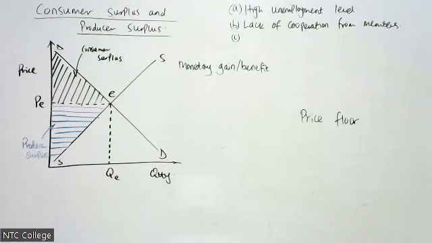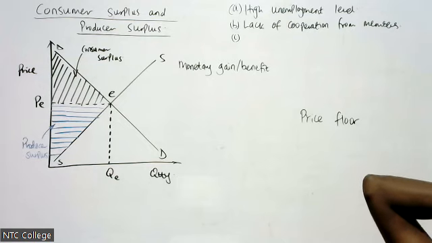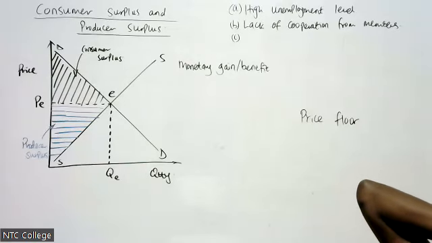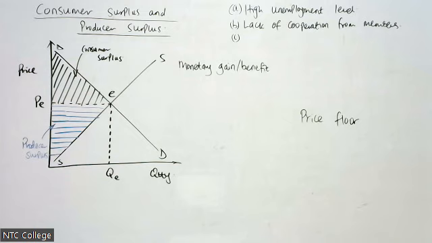Let me repeat again. Consumer surplus is the monetary gain or benefit obtained by consumers because they're able to buy a product for a price that is less than what they were expecting to pay. Buying a product for a price that is less than what they were willing to pay. That is consumer surplus.